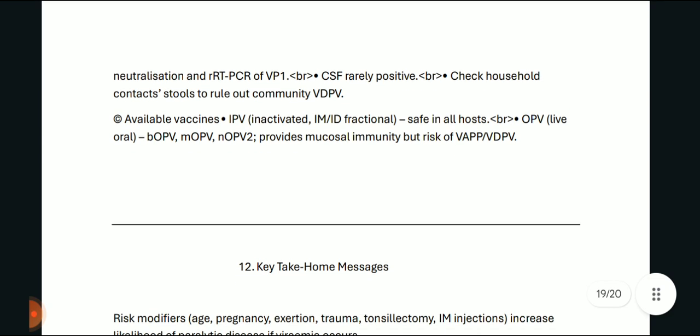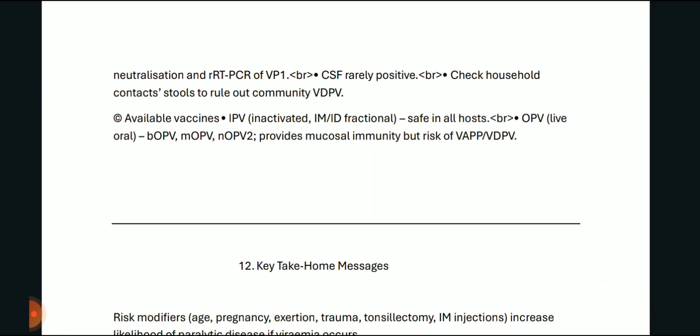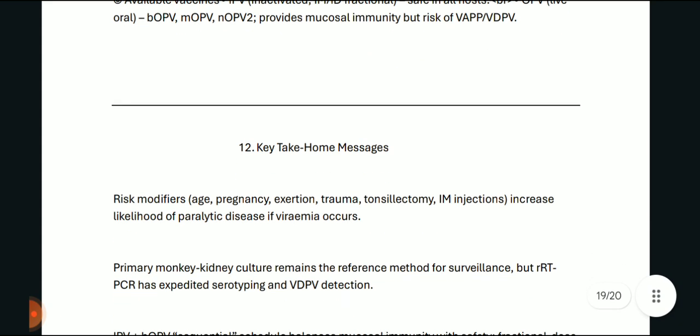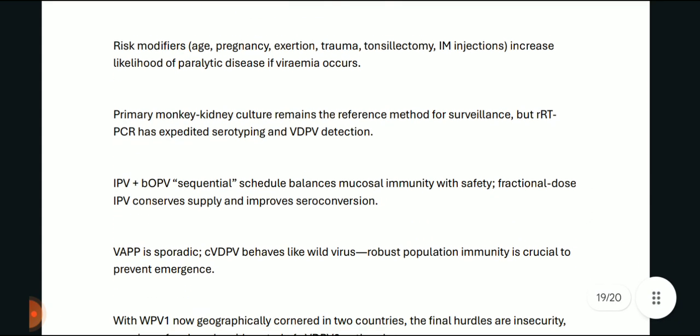Now the available vaccines are IPV, inactivated, given IM or intradermal fractional. This is safe in all hosts. And OPV, live or oral: birth OPV, monthly, and nOPV2. These provide mucosal immunity, but there is a risk of VAPP or VDPV. Okay, now some short summary.